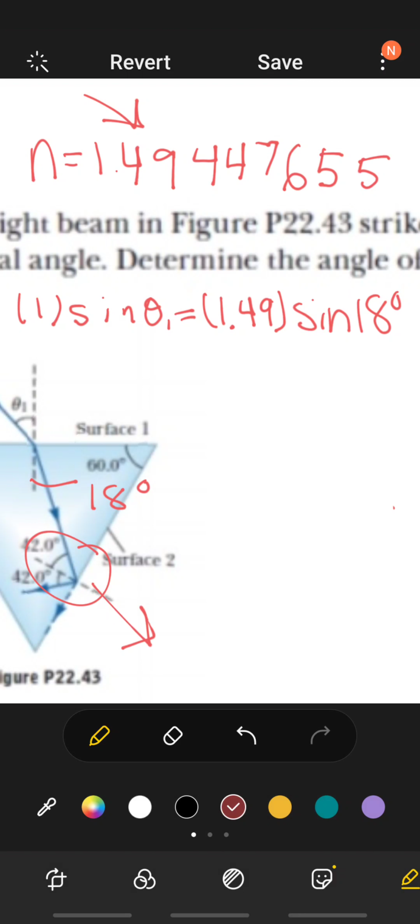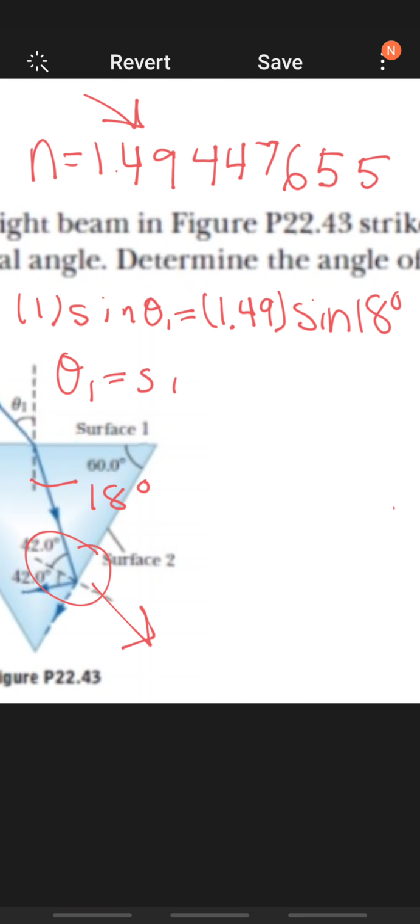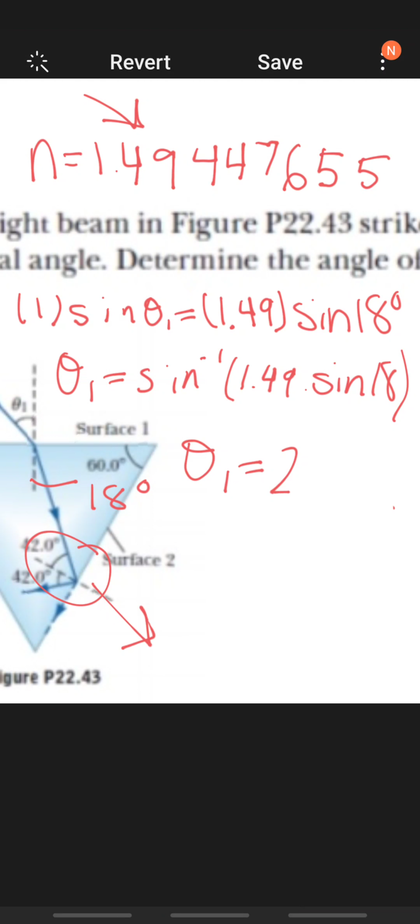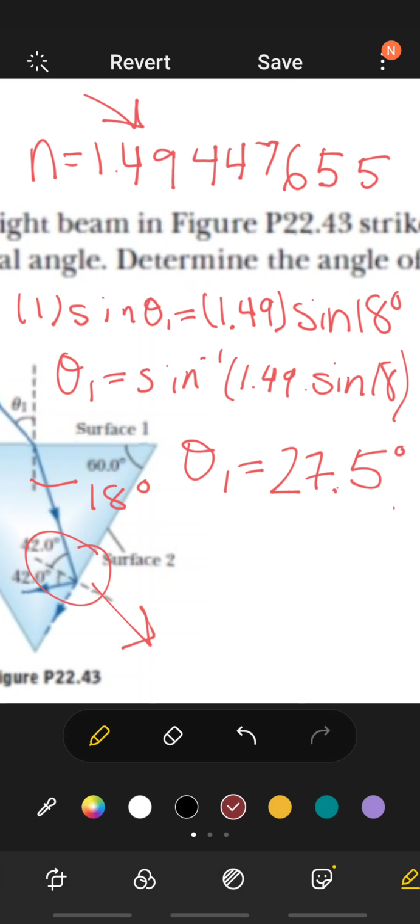So now we're going to use Snell's law to find theta 1. We know that it's air and it's going into that triangle. We know the index of refraction for that triangle surface. We know that the angle when it hits that surface, the refracted angle, is 18 degrees. So to find theta 1, you just take the inverse sine of 1.49 times sine of 18 degrees. And you get that theta 1 is equal to 27.5 degrees. And that is the final answer.